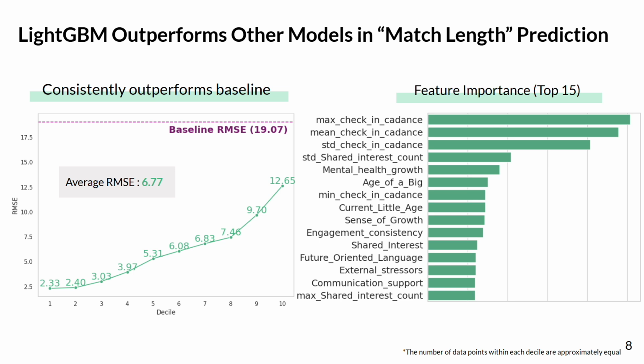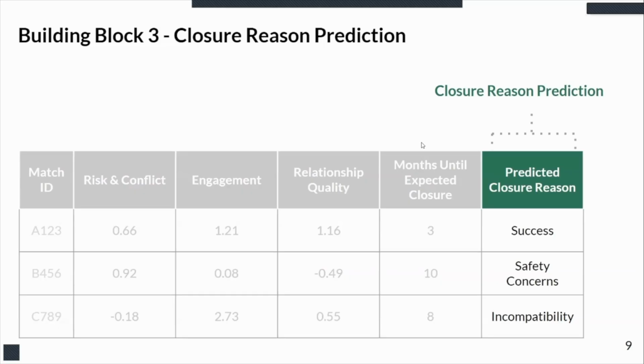What we found is that among several tree-based models such as XGBoost, Random Forest, and LightGBM, RMSE stays well below the baseline across all deciles of match duration, with an average RMSE of just 6.7. What's especially valuable about LightGBM is that it doesn't just make accurate predictions, it tells us why. The feature importance chart on the right highlights check-in cadence as the top predictor, followed by shared interest, mental health indicators, and future-oriented language.